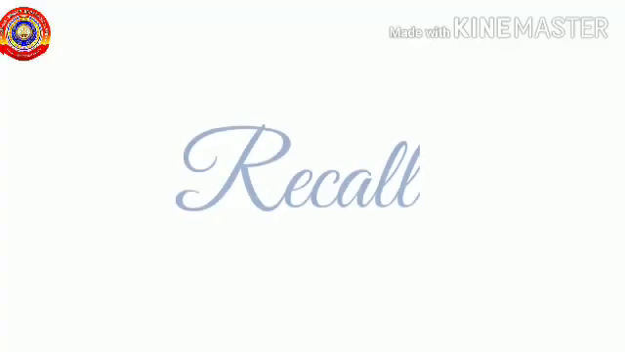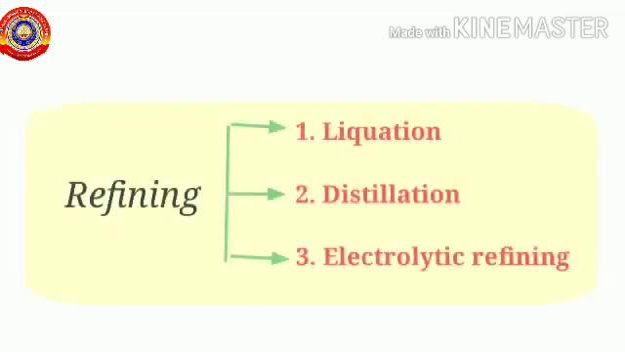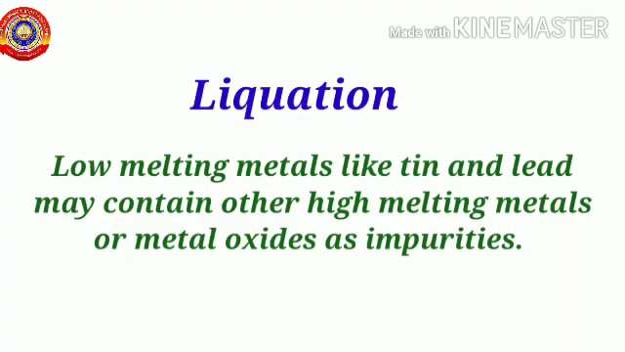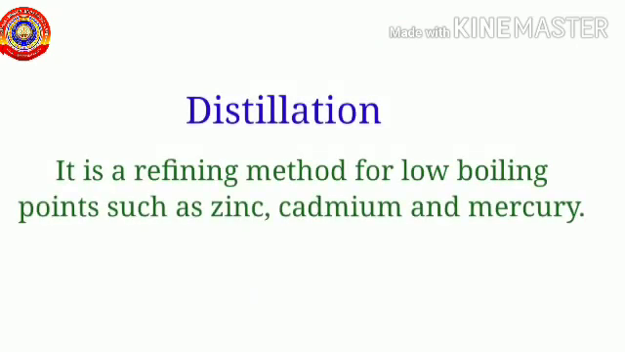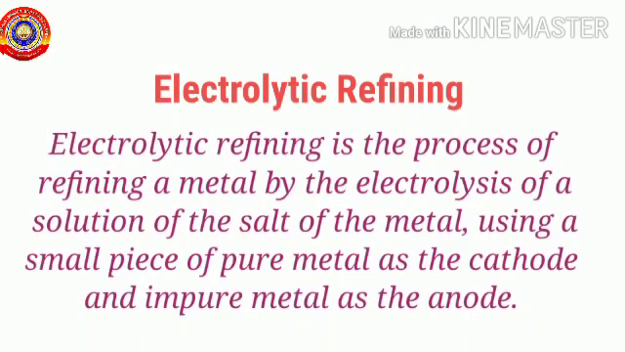Dear children, it's time for recalling the portions that we discussed today. In this video, we discussed the third step, refining of metal. It is done in 3 ways: liquefaction, distillation and electrolytic refining. Liquefaction is done for low melting point metals such as tin and lead. Distillation is done for low boiling point metals such as zinc, cadmium and mercury. In electrolytic refining, the refining is done through the electrolysis of a solution using cathode and anode.